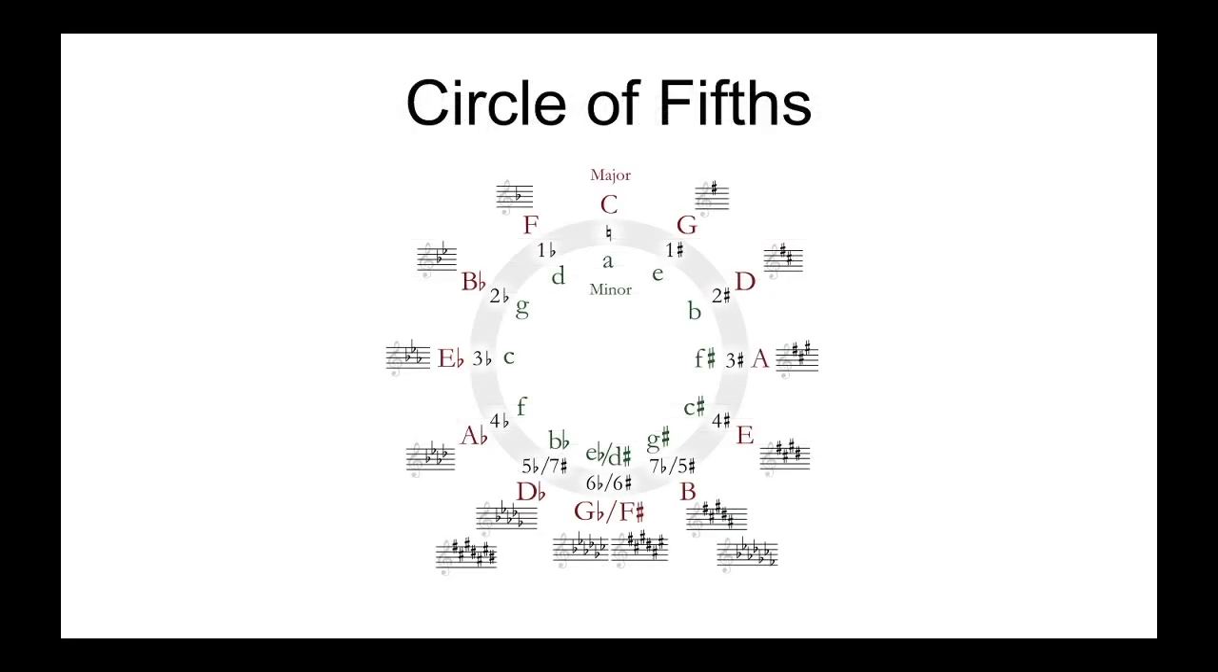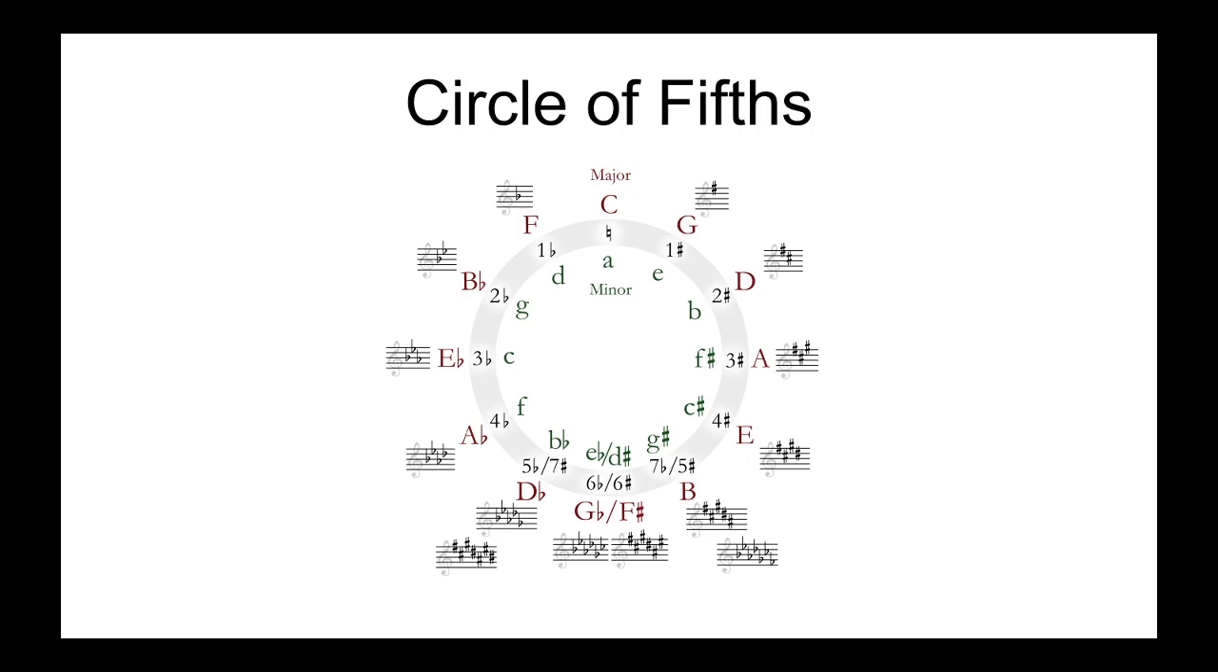The circle of fifths shows the key signature of every major scale. The accidentals in a key signature appear in a certain fixed order. So when you add sharps, the sharps appear in a certain order: first F sharp, then C sharp, then G sharp, etc. And if you're going the other way, the flats appear in a certain order: first B flat, then E flat, then A flat, etc.